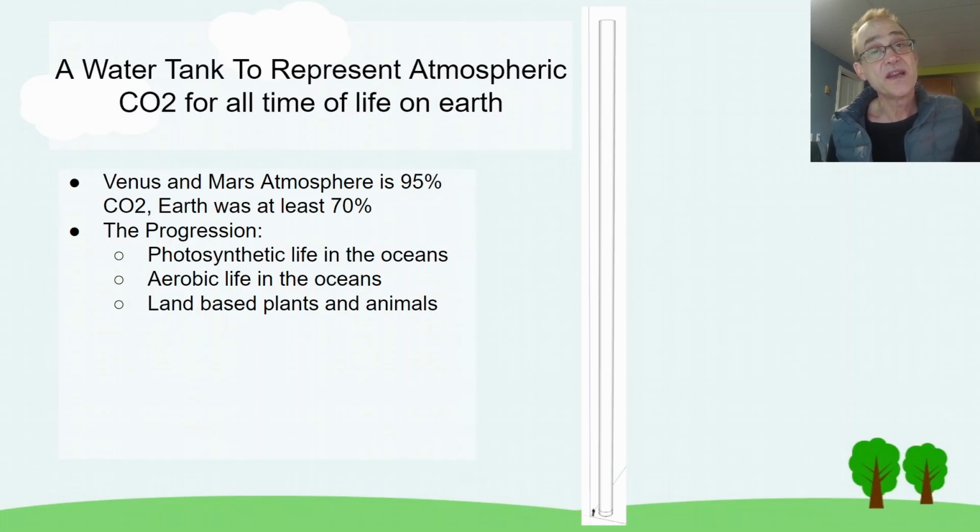Using the water tank analogy to represent the history of carbon dioxide on Earth, I have made this graphic. It's a 2.9 meter diameter, 100 meter high cylinder beside a 1.7 meter tall person. When full, this represents what scientists estimate is the 70% minimum that carbon dioxide comprised of the Earth's atmosphere before life on Earth, and it would have stayed that way had life not come along.